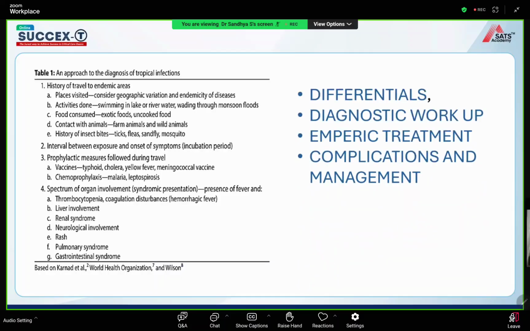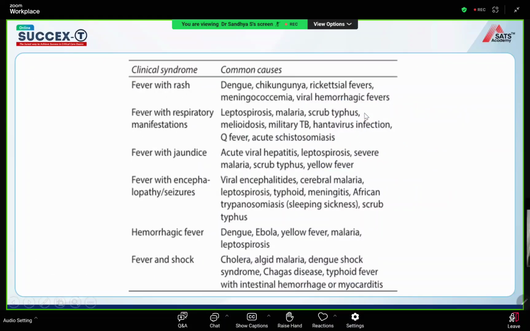So, when you are writing about the approach to an infection, that should always include the differential, the diagnostic workup, the empiric treatment that you are planning to give for this patient, as well as the complications and organ support. So in a tropical infection, again, you should have a general idea about the common diseases that produce a fever with rash or respiratory manifestation. All these are included in the article that will be shared with you. So I'm not going to go into details, but these are the common tropical infections that you see, and anything can be asked. So unless you have a basic knowledge about all these infections, it will be difficult to form an answer.